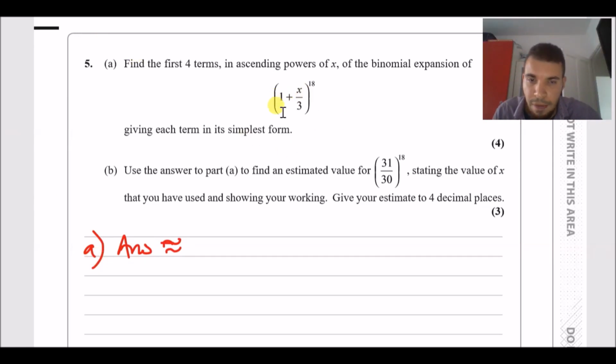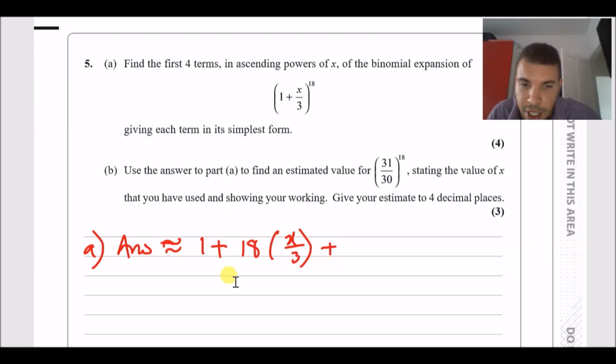To do this, we start with the first term, so we write 1 plus, and then we take the second term. So it'll be x over 3 times its power. So let's start with the power first, so 18 times x over 3. And now, we've got the first and second term. So we've got 2 more terms left. Now for the next term, it's the same thing. So we use the same number, 18, and we go 1 back. So subtract 1 from 18 is 17.